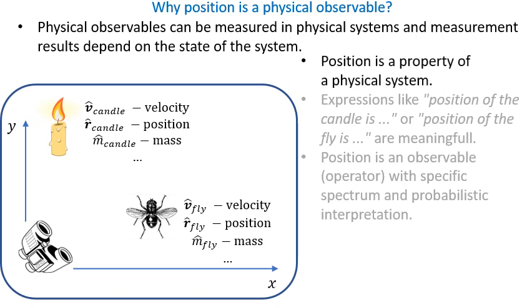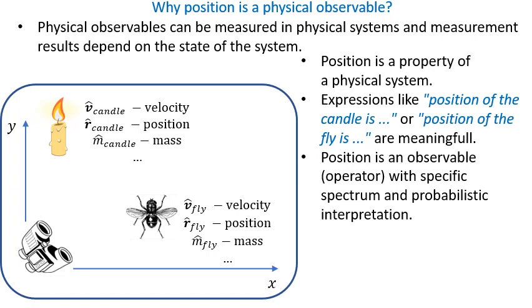We can say confidently that position is a property or attribute of a physical system. Expressions like position of the candle or position of the fly are definitely meaningful. In quantum mechanics, we describe the position observable by a Hermitian operator which has a specific spectrum, eigenstates, and permits a probabilistic interpretation.